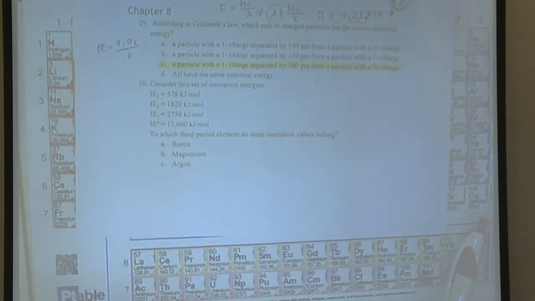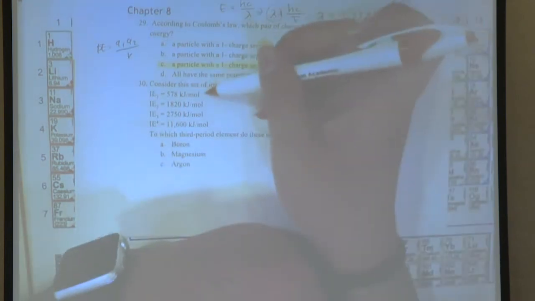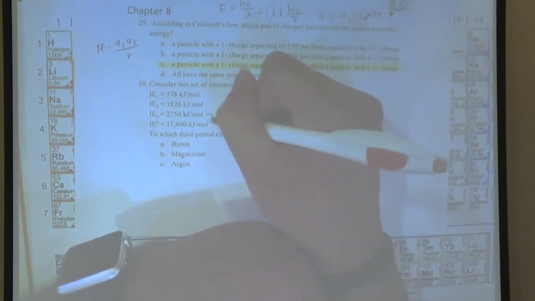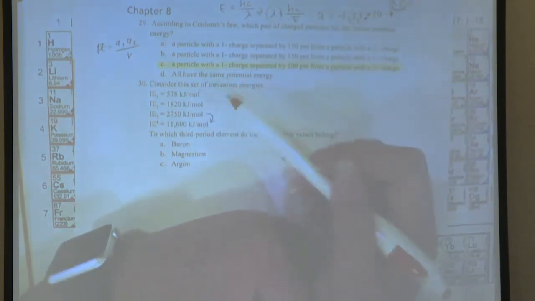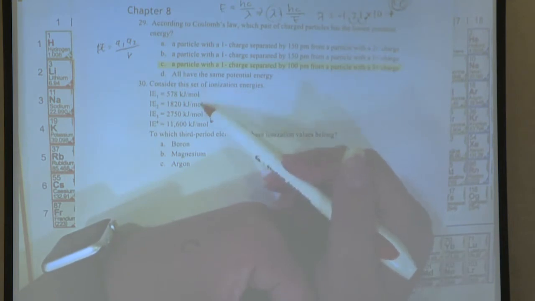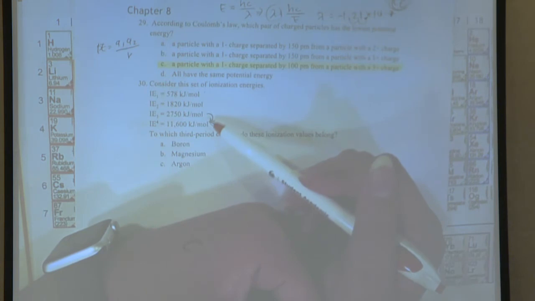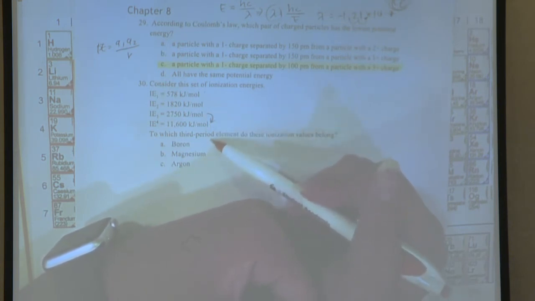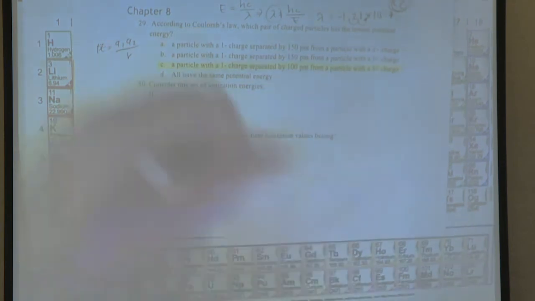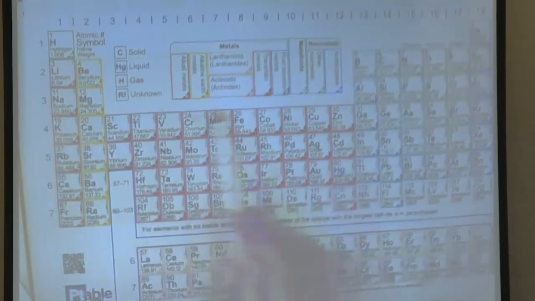Consider the set of ionization energies. So when we look at this guy, ionization energy is the amount of energy needed to rip an electron off of an atom. The jump here happens between 3 and 4, right? That's an enormous jump. Like this is like 1,000, this is another 1,000, this is like 9,000, right? So it happens between the third and the fourth. Which third period element do these ionization values belong to, right? Third period is over here.